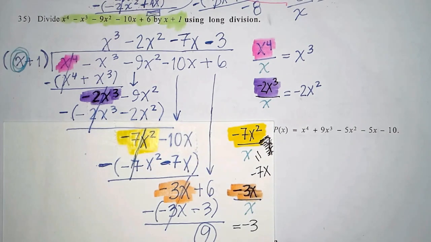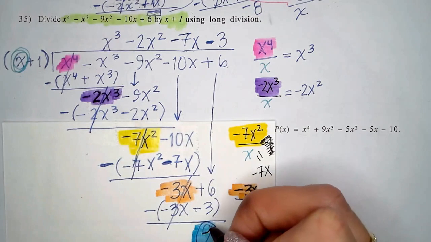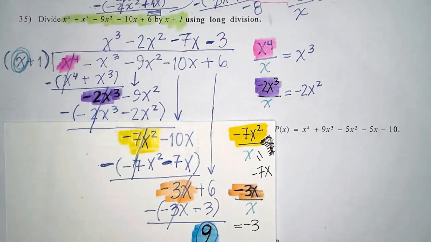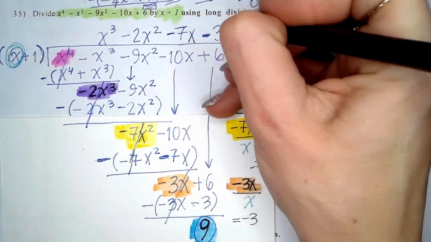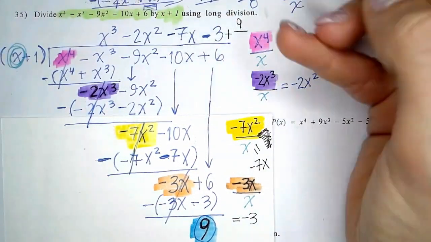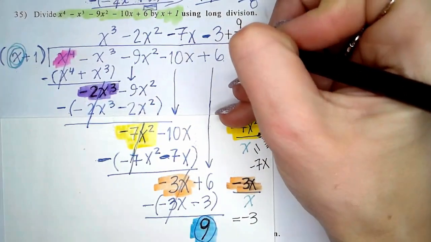So I'm going to highlight this with another color here. I'll write over it in black so you can see it a little bit better. That remainder, where do I write my remainder of 9? Yeah, we're going to write it up top. So we're going to write it as plus 9 over x plus 1, the thing we divided by. And you're done.